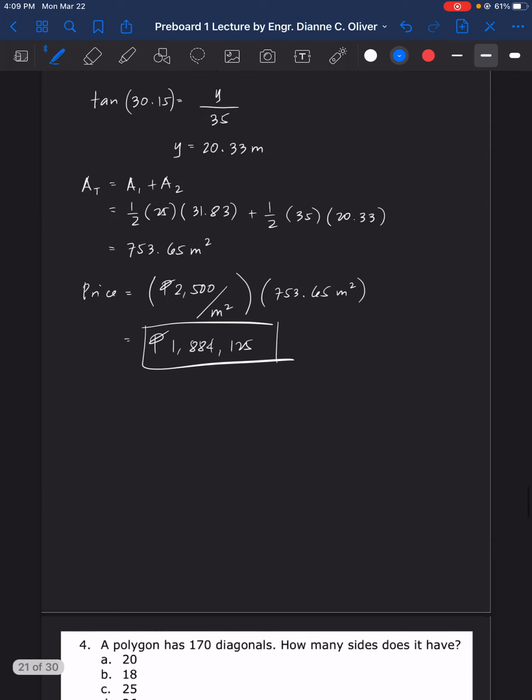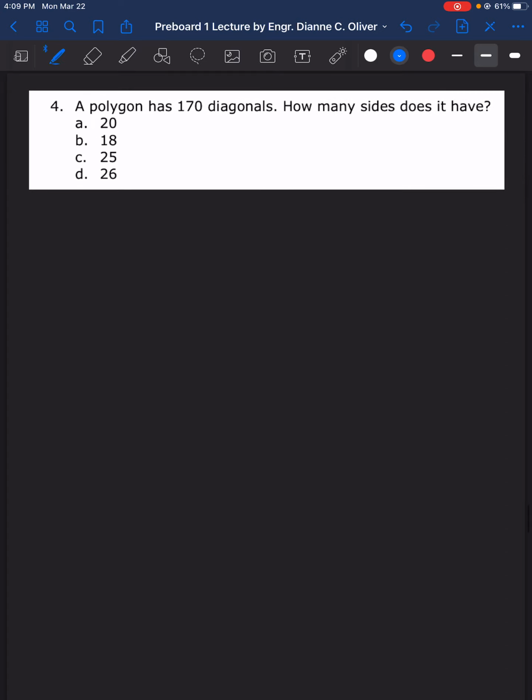Let's go to number 4. A polygon has 170 diagonals. How many sides does it have? A, 20; B, 18; C, 25; D, 26.